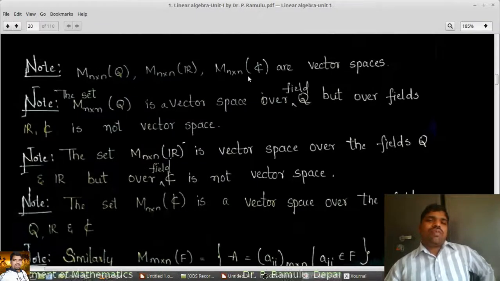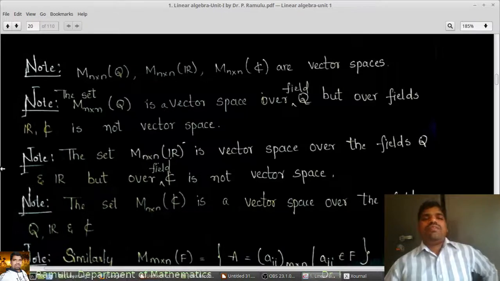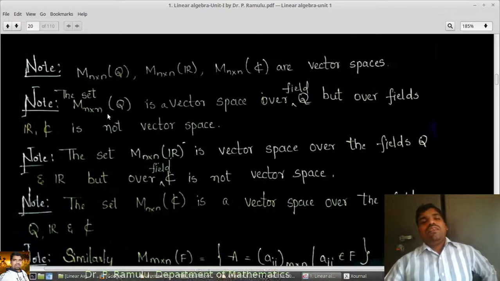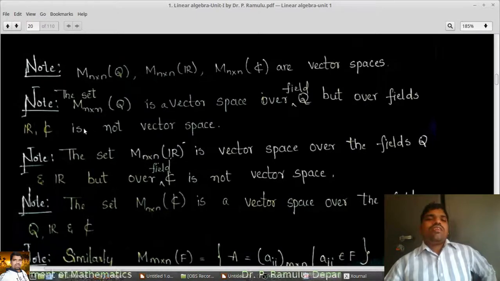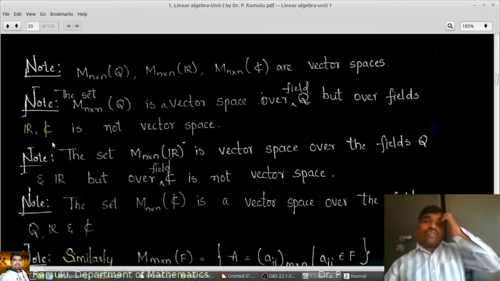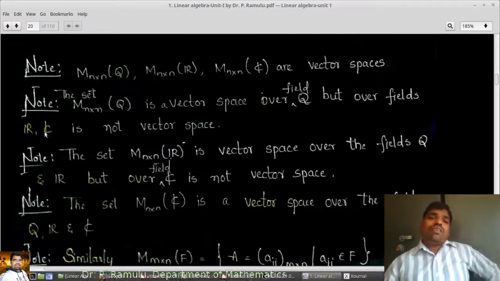M_n×n over R and M_n×n over C are vector spaces. So the set M_n×n over Q is a vector space over the field Q, but not over the fields R and C. Why? Because it does not satisfy the external composition property. If I take root 2 and multiply it with this set, the resultant element does not belong to this set. Therefore, it is not a vector space over the fields R and C.